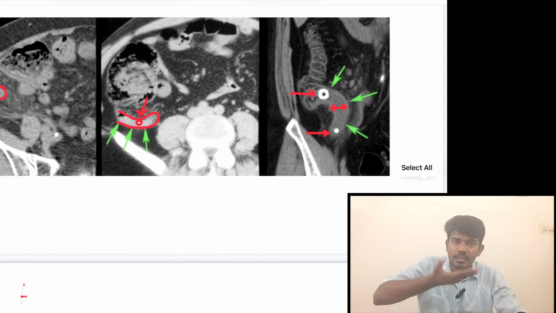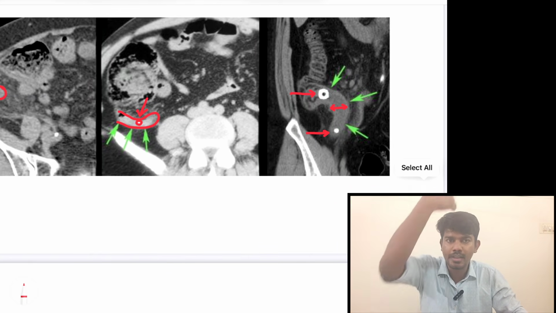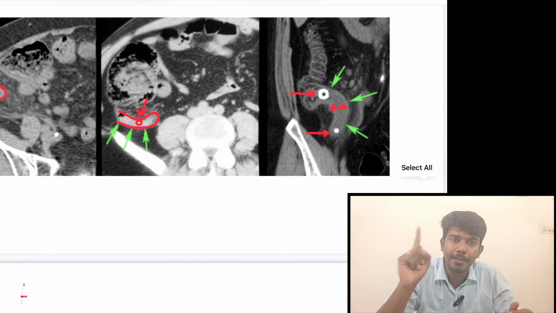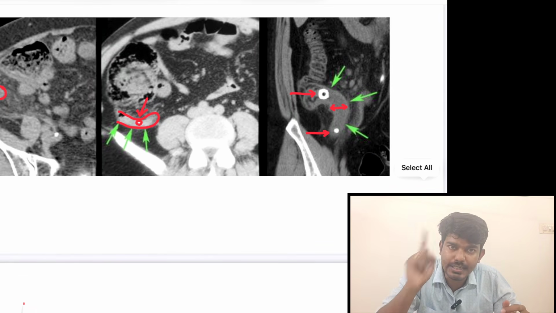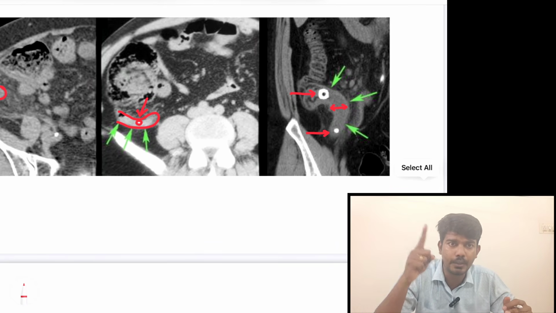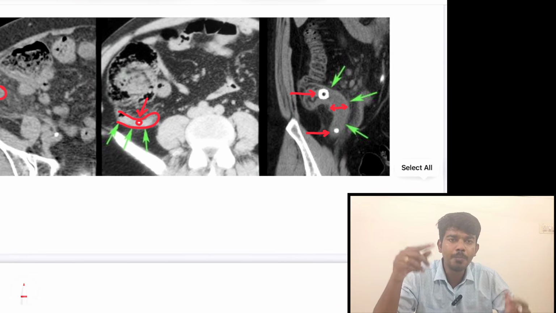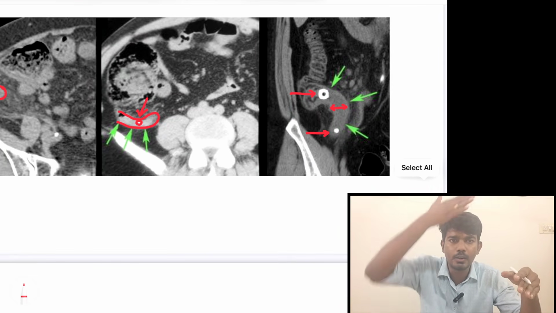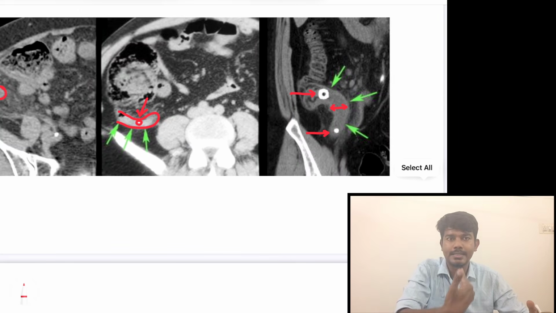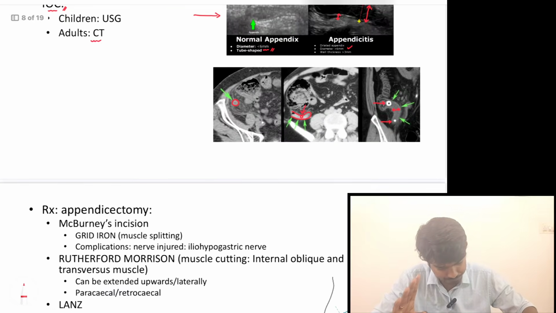Okay, if it is not visible in the transverse section, we can go for a coronal section or a sagittal section, and in that section we can see this appendix. Because the appendix is not in a single position. It is not always going to be retrocecal, not always pelvic. It can be in any position. So if it is not seen properly in the transverse section, we can go for coronal or sagittal section of CT, and with that we can diagnose acute appendicitis.